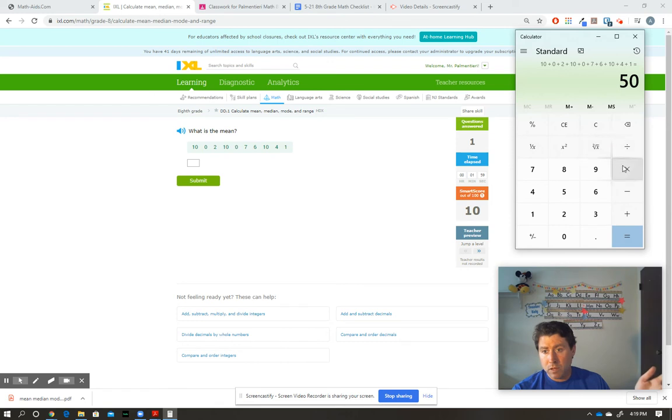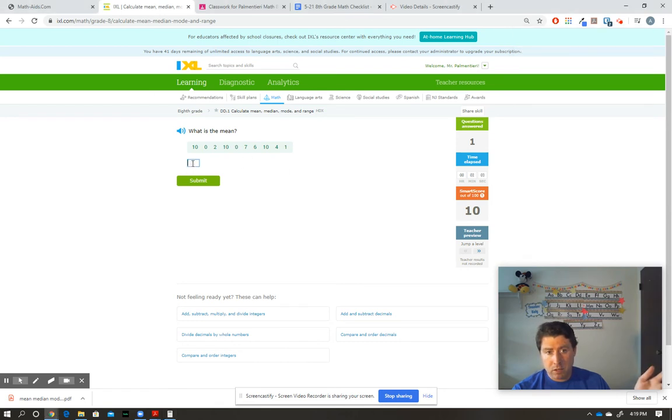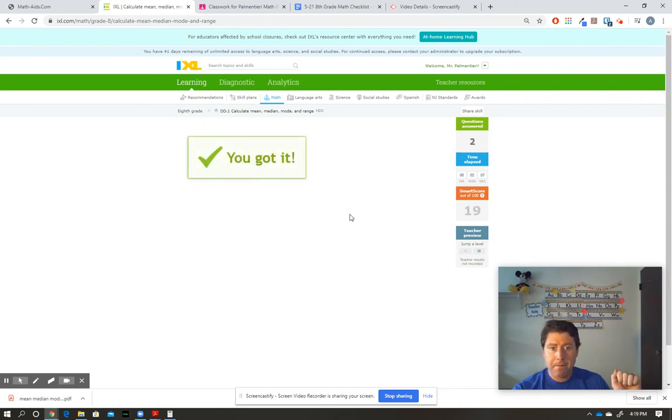So now we're going to do 50 divided by 10, and we're going to end up with 5. So the average or the mean is 5. So mean just means to find the average. Okay.